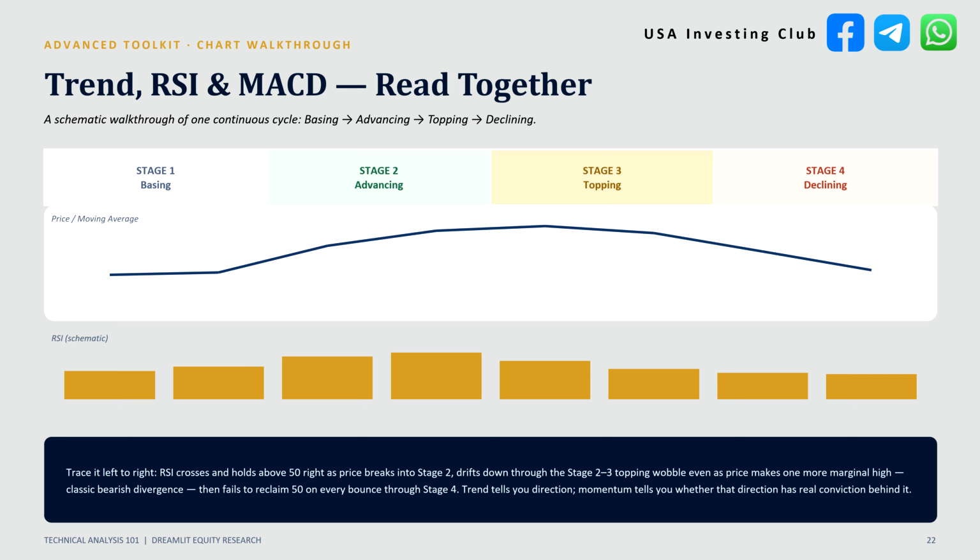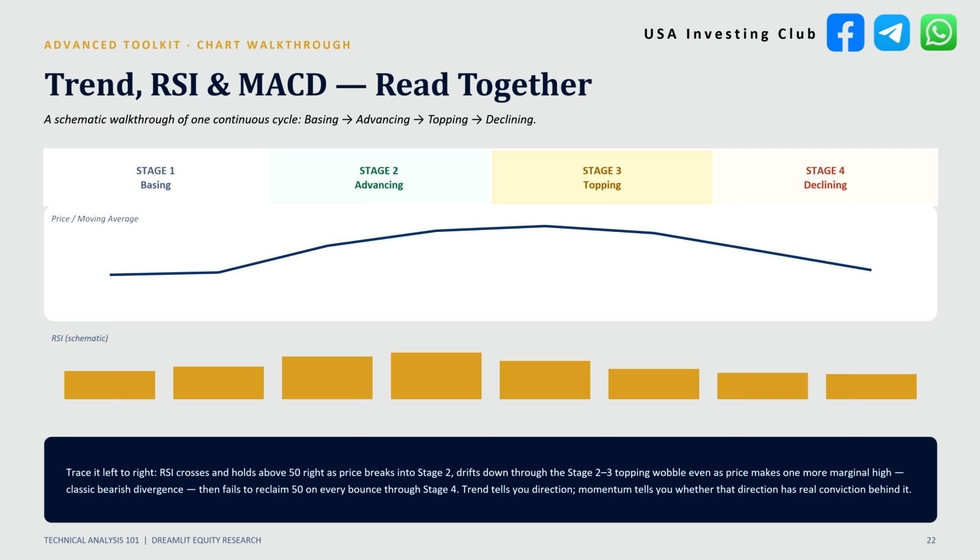Now, trace the RSI bars underneath in lockstep. RSI crosses and holds above 50 right as price actually breaks out of stage 1 into stage 2. That's our confirmed transition from the previous slide. It then drifts gradually downward through the stage 2 to 3 topping wobble, even as price itself manages one more marginal new high. And that combination, price still climbing while RSI is already fading, is the classic bearish divergence we've now defined twice today, showing up in exactly the place theory predicts it should.